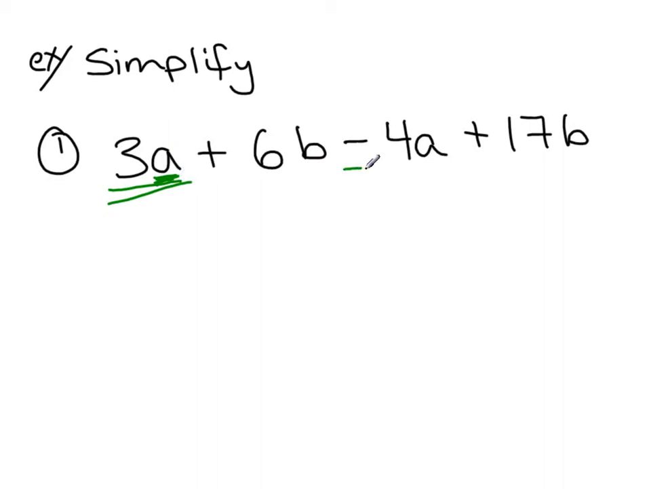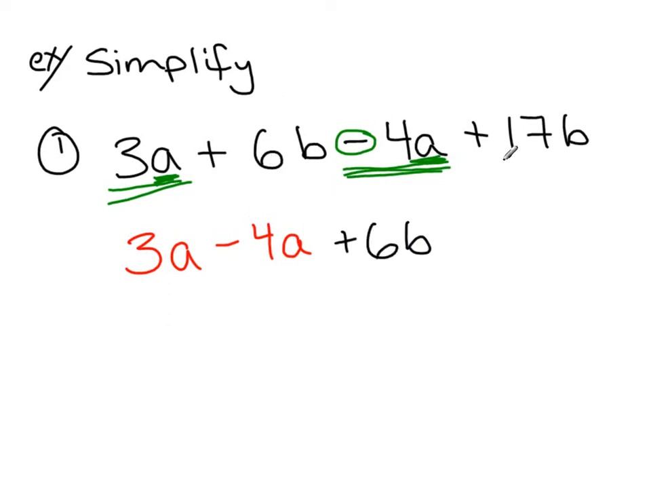But negative 4A here is the same, because it has the A. Notice I said negative 4. I know you're saying, well, it says minus 4. You can think, and this is bad on mathematicians' part, you can think of minus 4 or plus negative 4. It's the same statement. So I'm going to write these guys next door to each other. I have 3A minus 4A. And I still have all that other goop, plus 6B plus 17B.